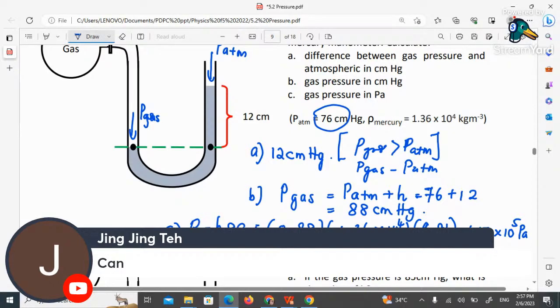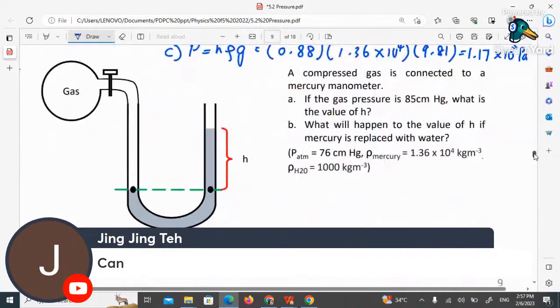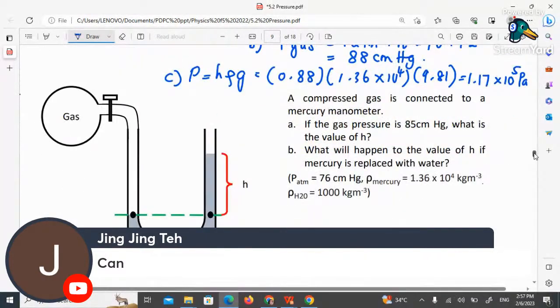Okay, we'll look at question number 2. A compressed gas connected to a mercury manometer. Gas pressure 85. What is the value of H? What will happen to the value of H if mercury is replaced with water? Ini jenis soalan HOTS. Soalan predict.